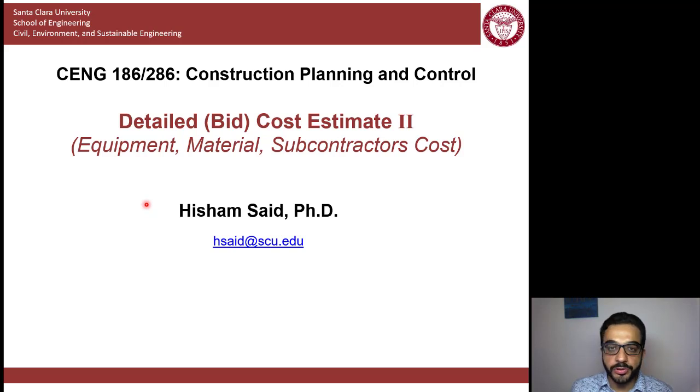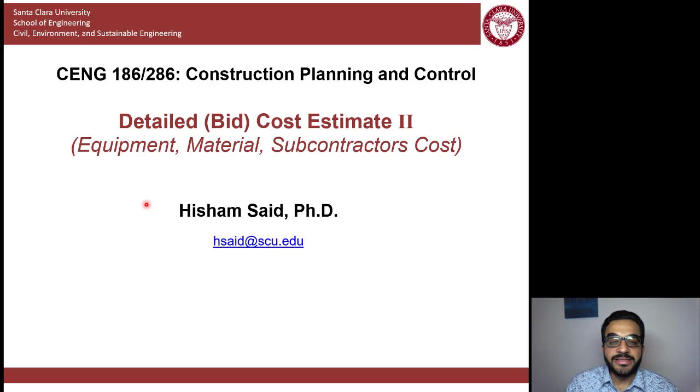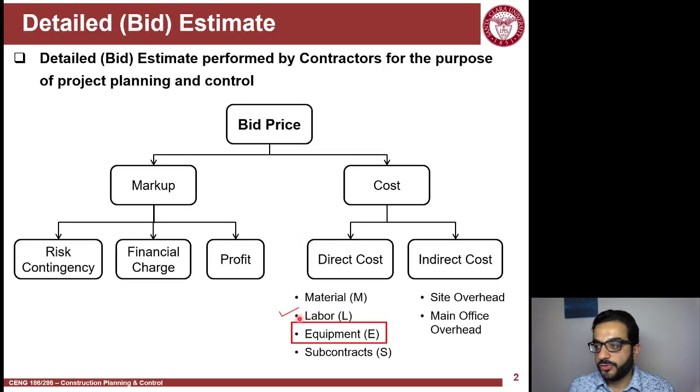In this video, we'll learn about the second part of doing detailed estimates. The previous video covered labor cost. In this video, we'll learn about the other components of direct cost: equipment, material, and subs. So this is what we covered last video, labor cost, and we'll cover equipment first, and then material, and then subcontractors.